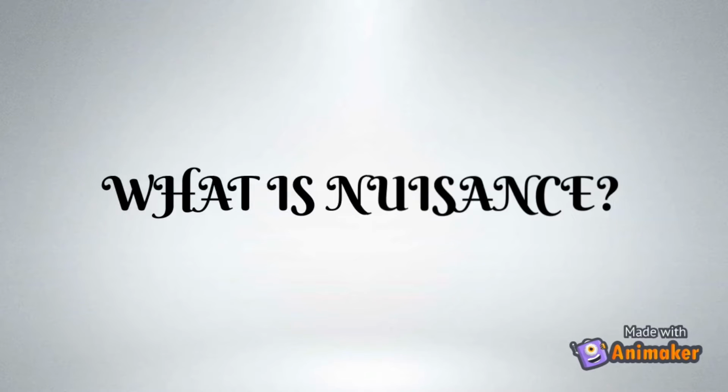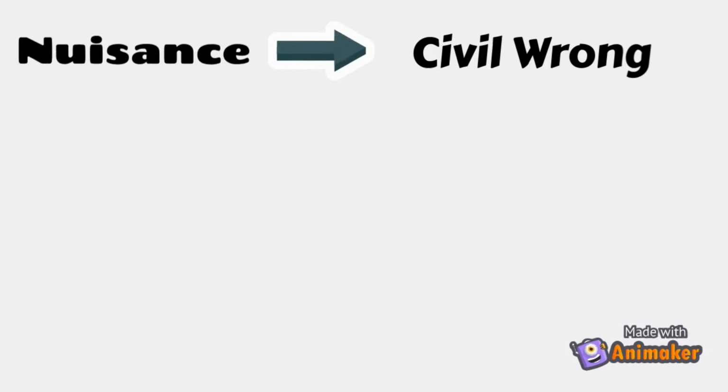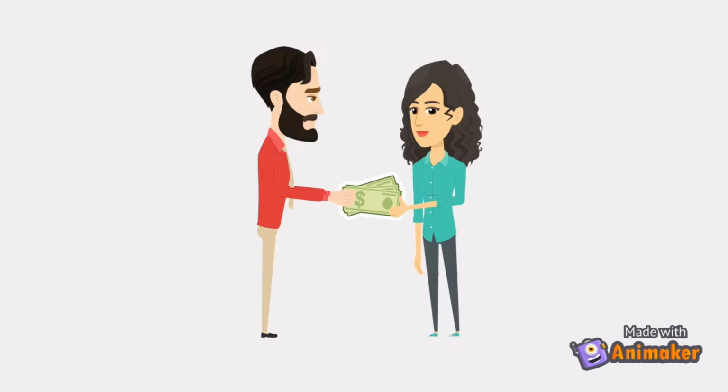Tort of Nuisance. The first thing we need to know is what is meant by nuisance. Nuisance is a civil wrong. It involves a person or many people causing indirect, unauthorized, and/or unreasonable obstruction with the interest of others. It can cause damage, loss, or annoyance to others. When the defendant is liable for the tort, he has to pay compensation to the plaintiff.